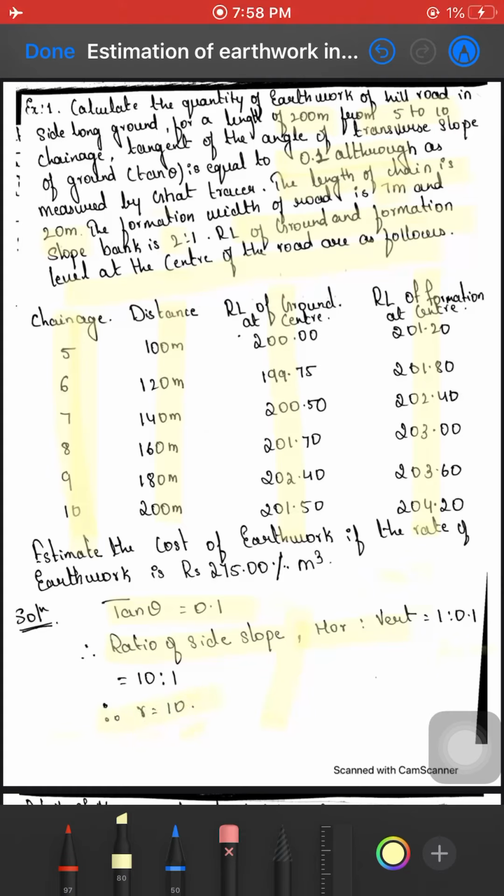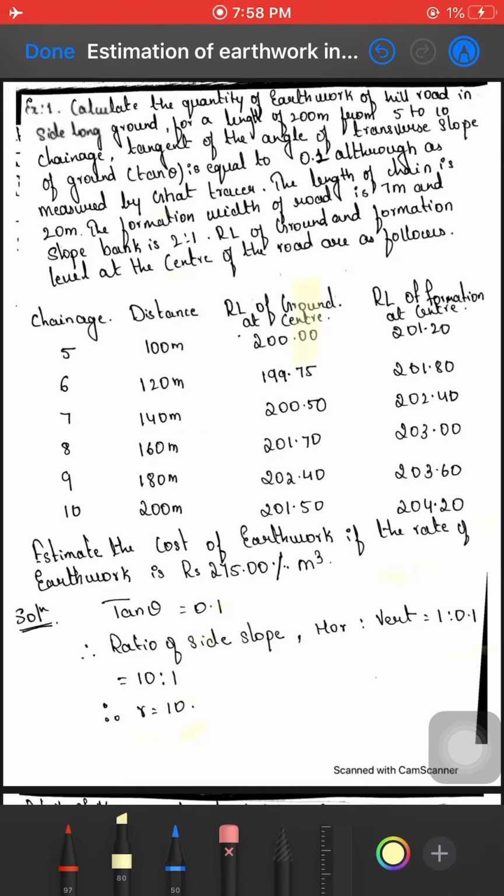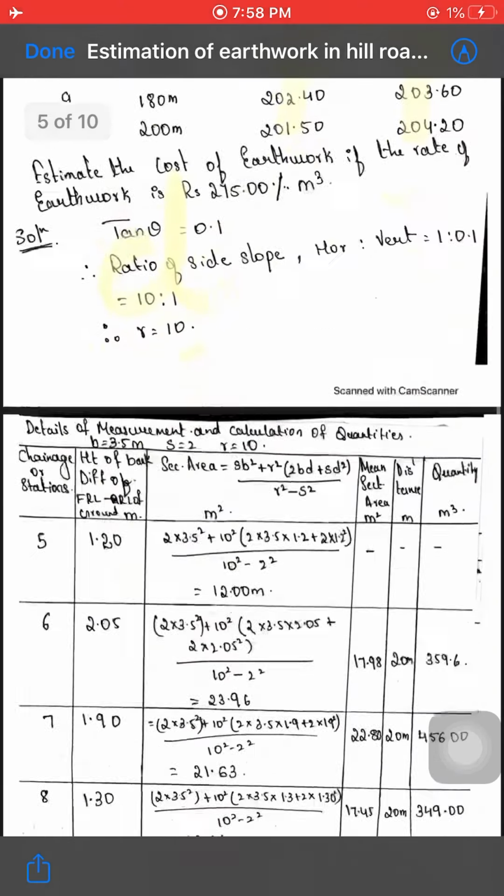So we have got R from the question, we have got S, and formation width is given. Chainages, distance, RL of ground and RL of formations have been given. So when we have RL of ground and RL of formation, we can easily calculate the depth, that is given by the difference of RL of formation and RL of ground. So we need to prepare this measurement sheet.